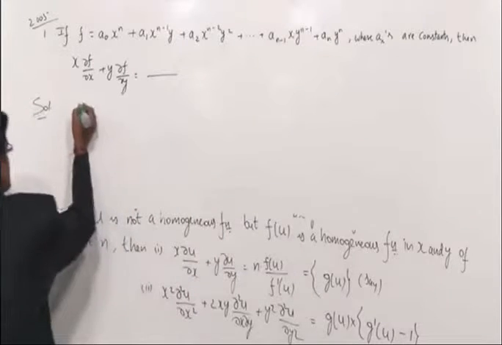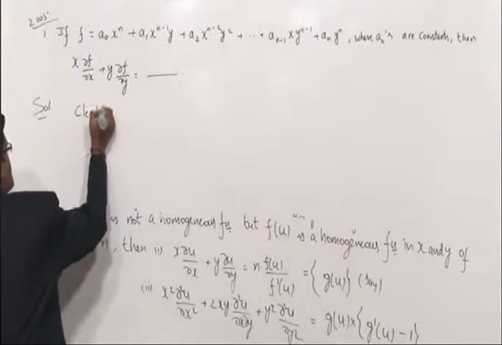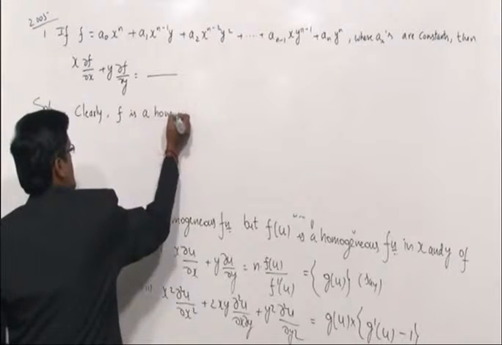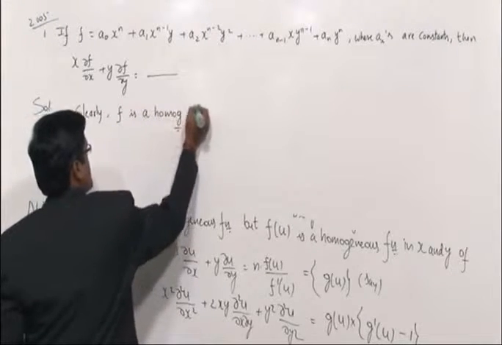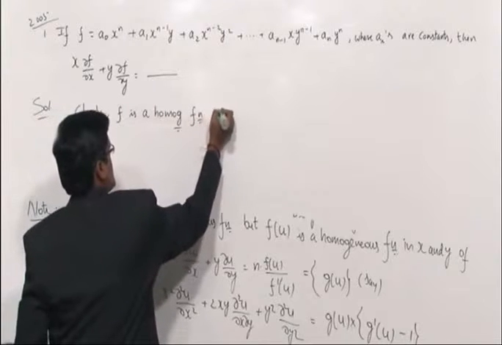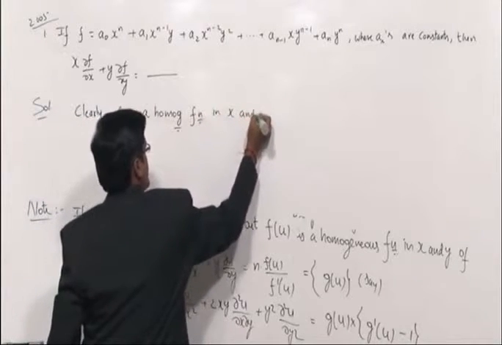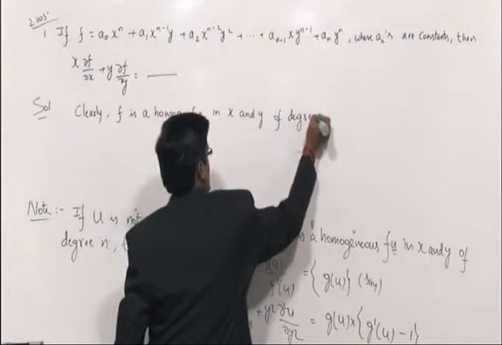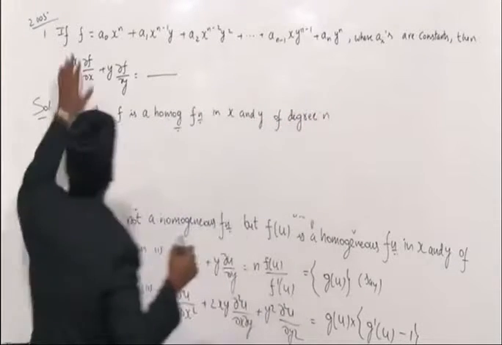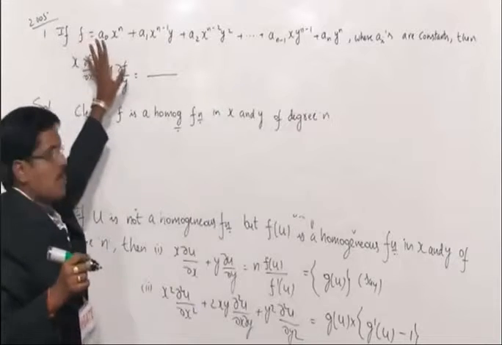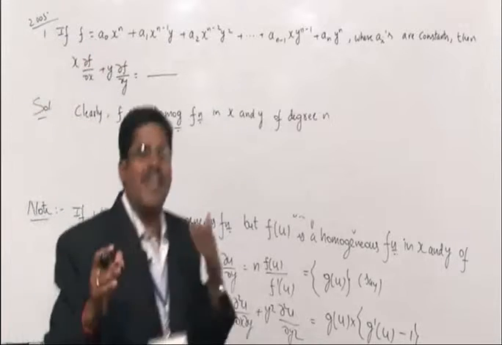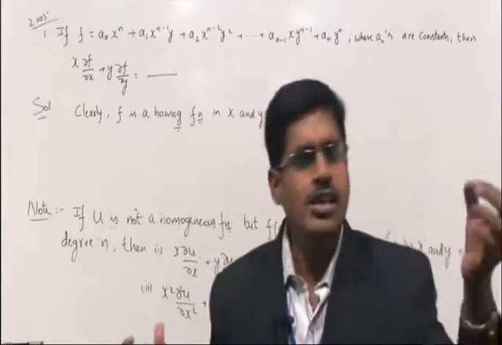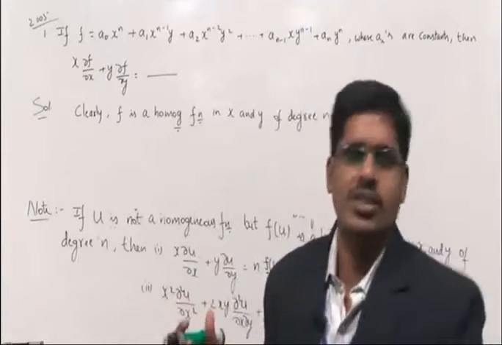Okay, so I am writing directly, clearly, f is a homogeneous function in x and y of degree n. Or you can check by considering f of kx comma ky. x is replaced by kx, y is replaced by ky. Simplify, you will get k power n into the given function.